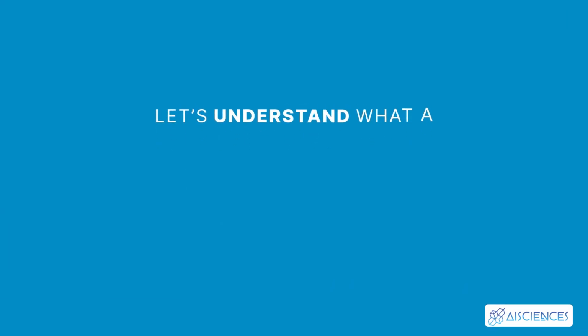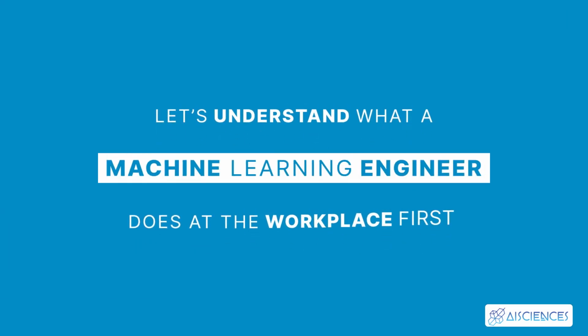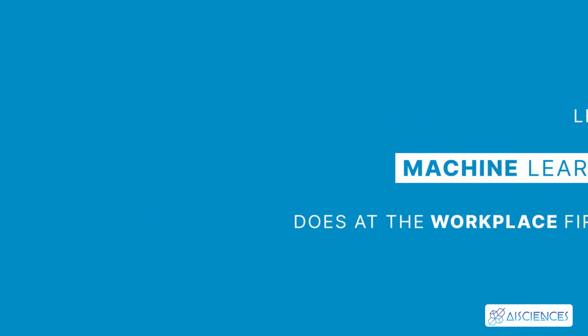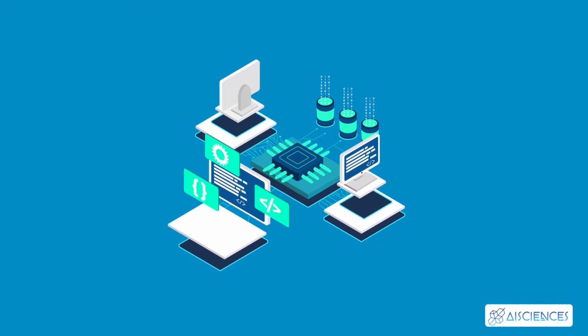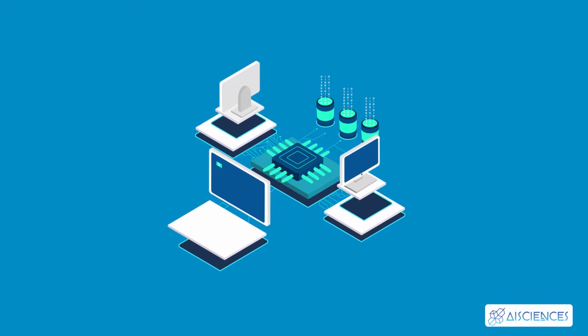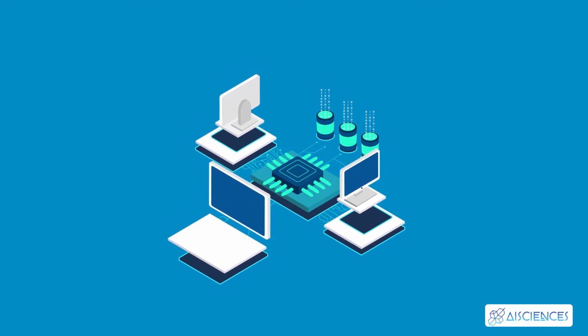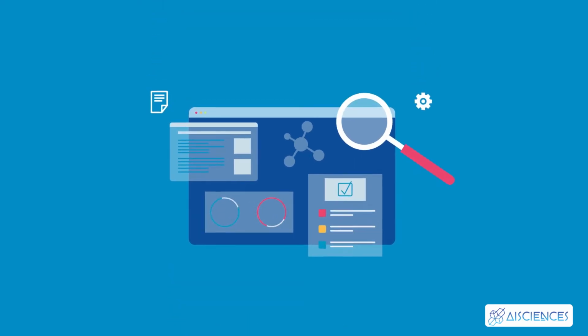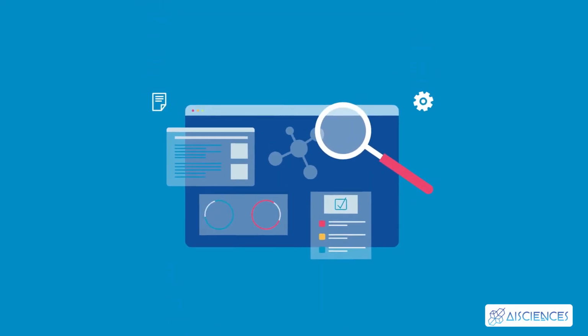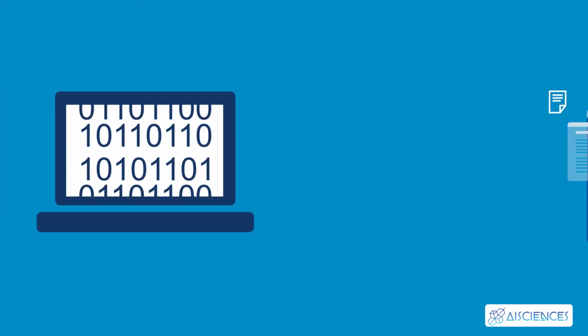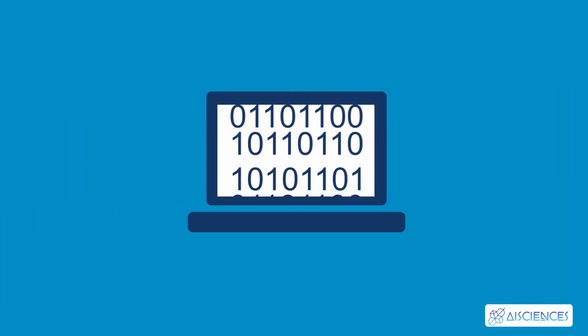Let's understand what a machine learning engineer does at the workplace first. A machine learning engineer designs self-running software that automates predictive models. Every time the software executes an operation, it stores the results in its memory. The software then uses those results to perform future operations with a higher degree of accuracy. This is the way the software or machines learn.